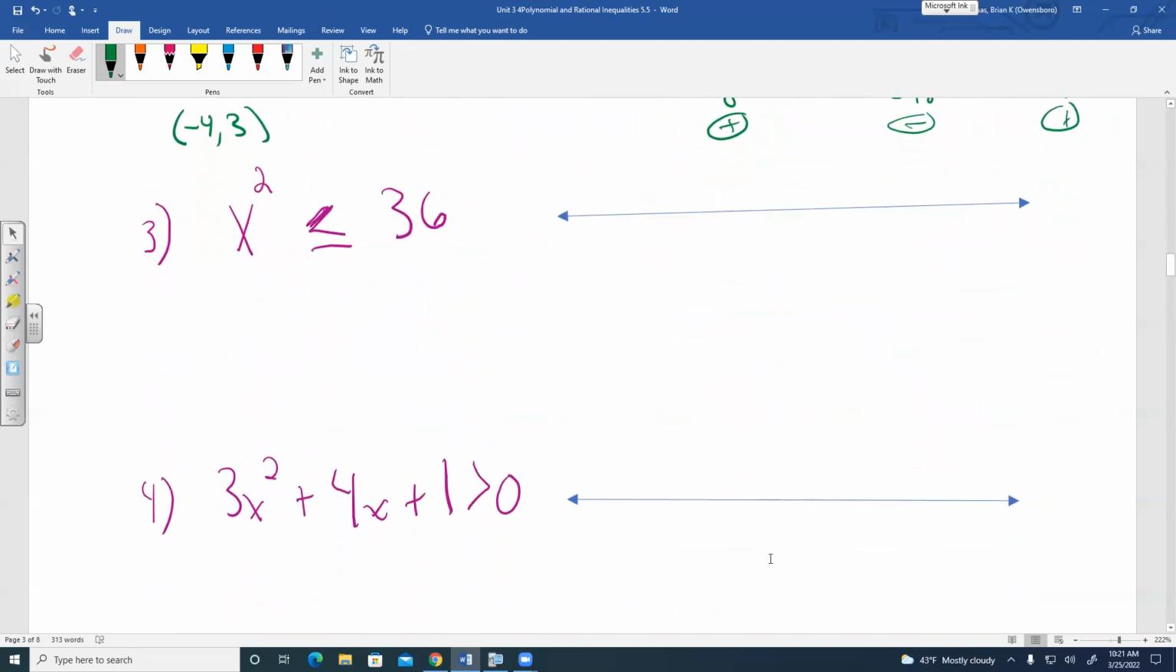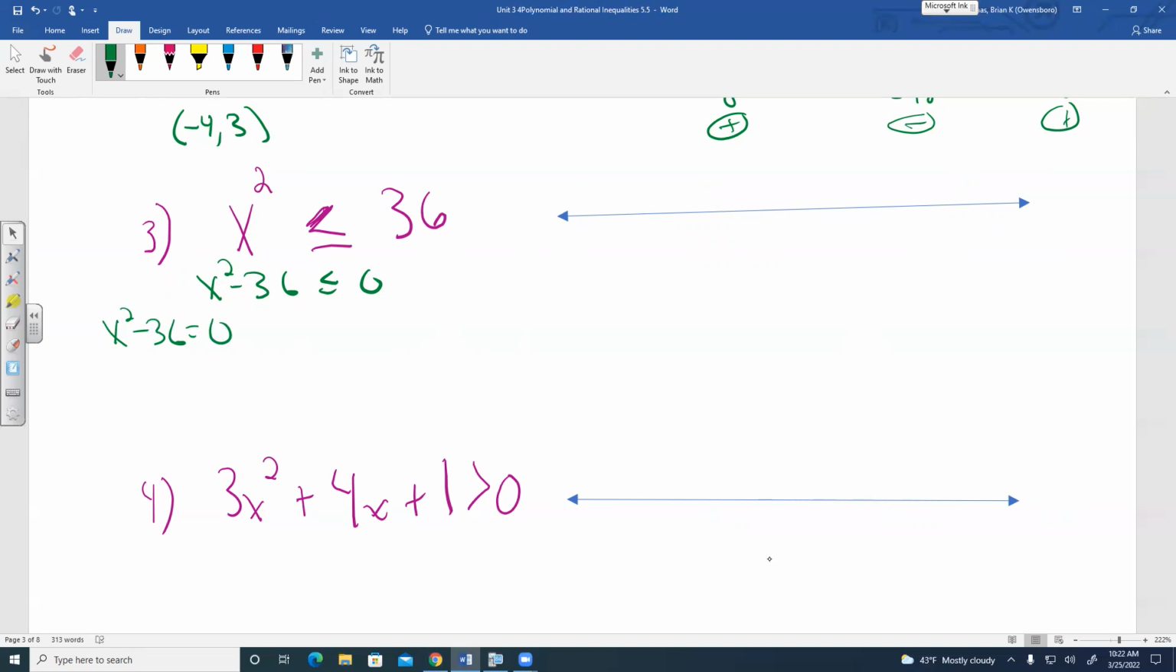So if I want to solve x squared is less than or equal to 36, again, I can set this to 0 to start with. x squared minus 36 is less than or equal to 0. Now to find the zeros, we just set x squared minus 36 equal to 0. It can be solved a couple ways.